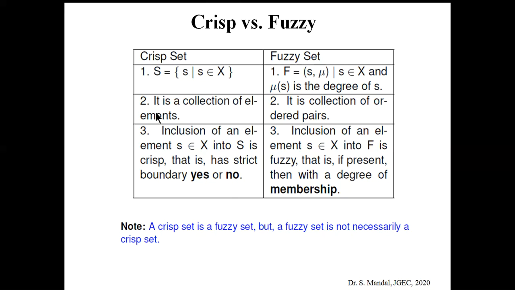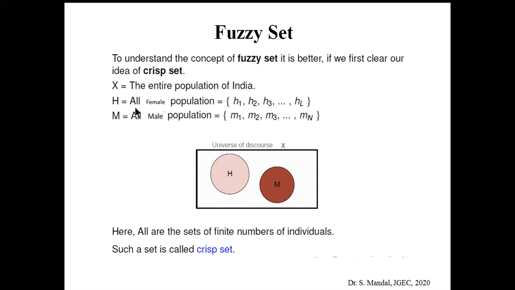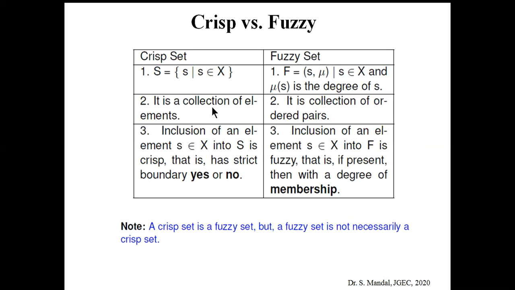Like this one, capital H consists of small h, individual female, and capital M, this set consists of individual male, and this consists of individual female. So it's a collection of elements, whereas in the case of a fuzzy set it is an ordered pair. That means it consists of the element as well as another function that is known as the membership function.